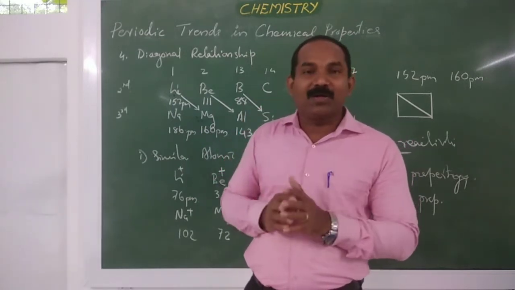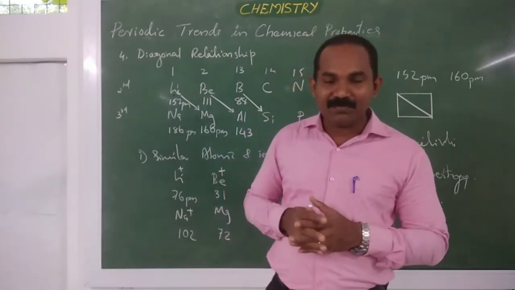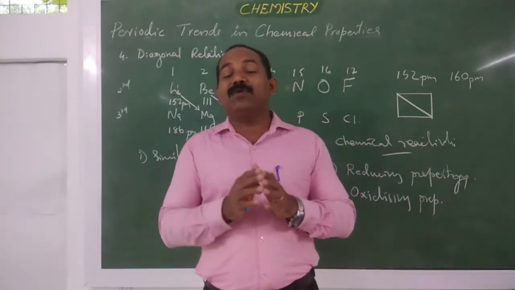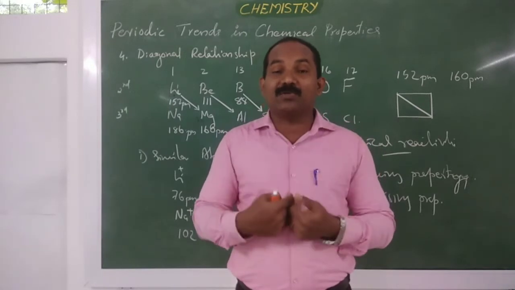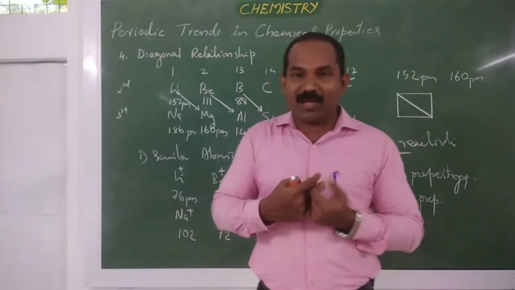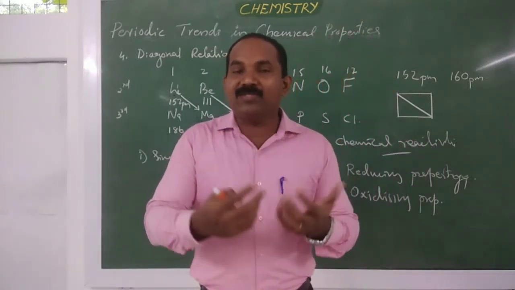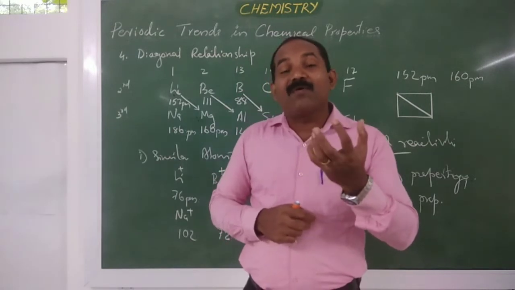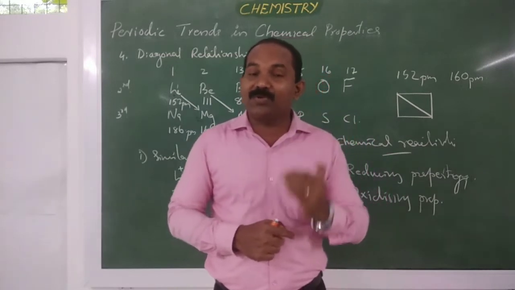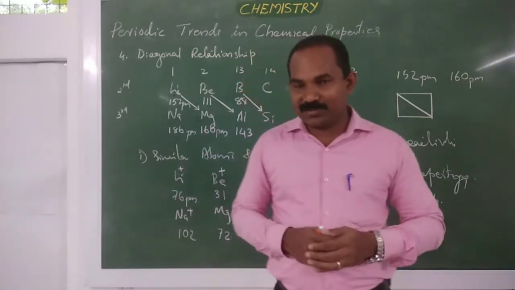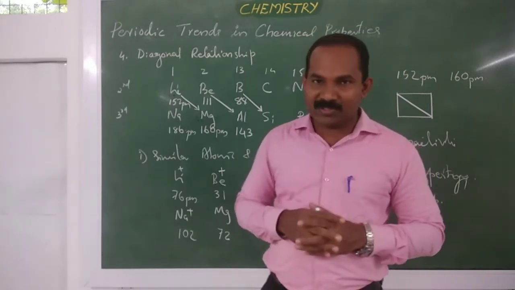The most powerful oxidizing agent in the periodic table is fluorine. Halogens are very good oxidizing agents because oxidizing property means gaining electrons, so the electron gain enthalpy is more for oxidizing agents. Reducing agents have very low ionization enthalpy; if ionization enthalpy is low, they are good reducing agents. So these are two properties of elements in the periodic table.